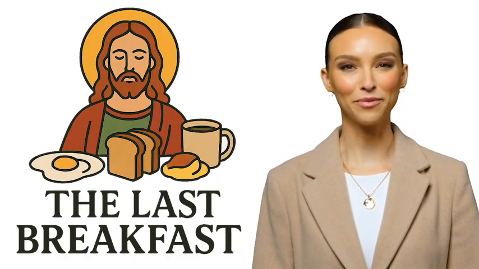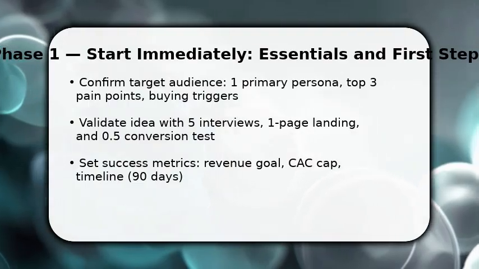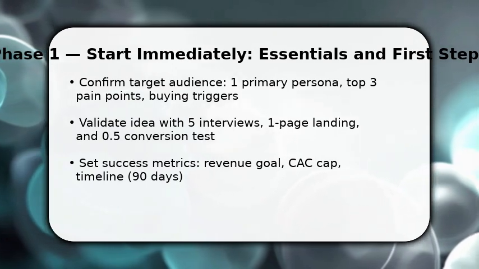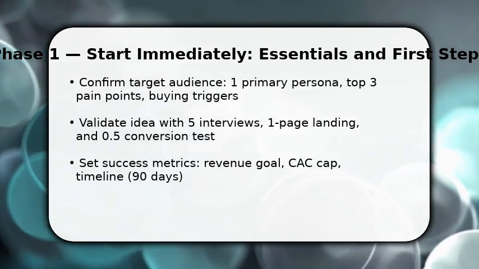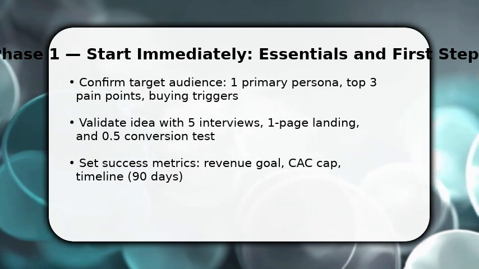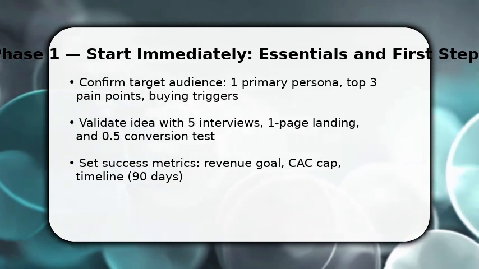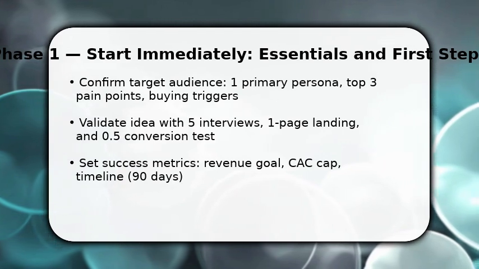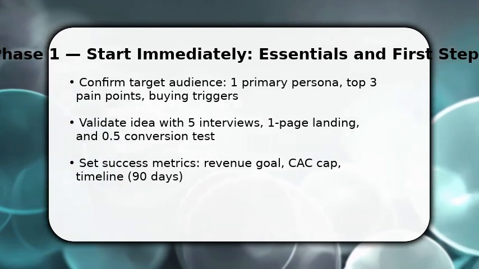Please enjoy the video. You start by locking down the essentials, define one primary customer persona, and list their top 3 problems. Once done, run 5 interviews and launch a one-page landing to capture interest. Measure 0.5 conversion or click intent.